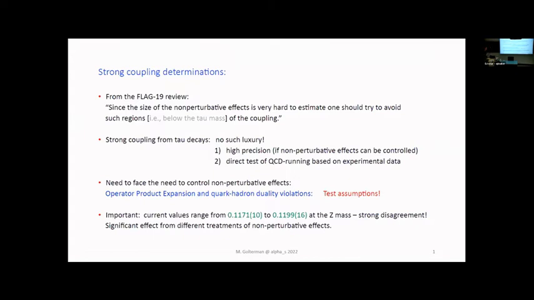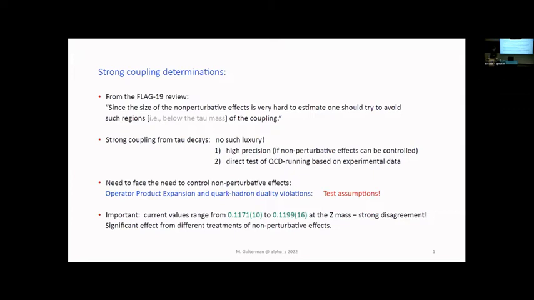It's particularly important because, as you can see, the values that are being reported in the literature range over this wide range at the Z mass. So there's a clear disagreement, right? And since these are largely from the same data sets, these numbers are very correlated. So this disagreement is much larger than those errors that are shown there would seem to imply.